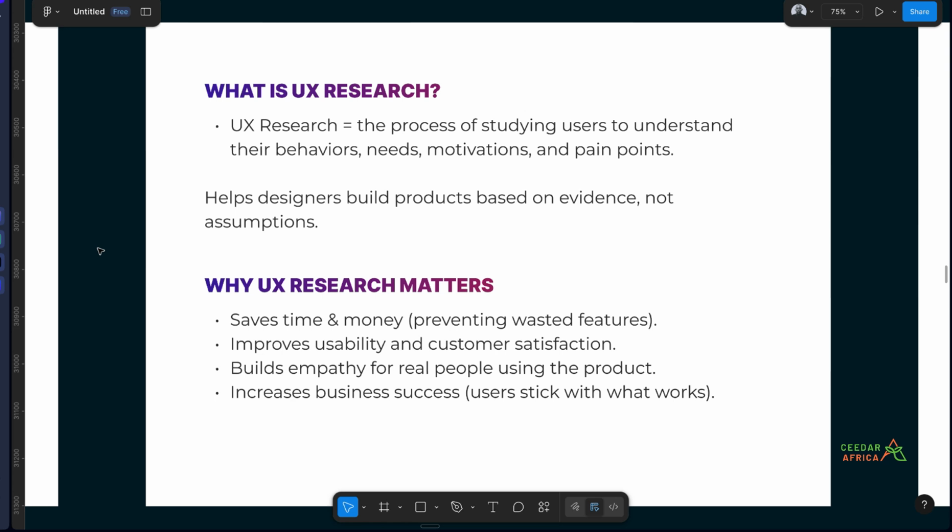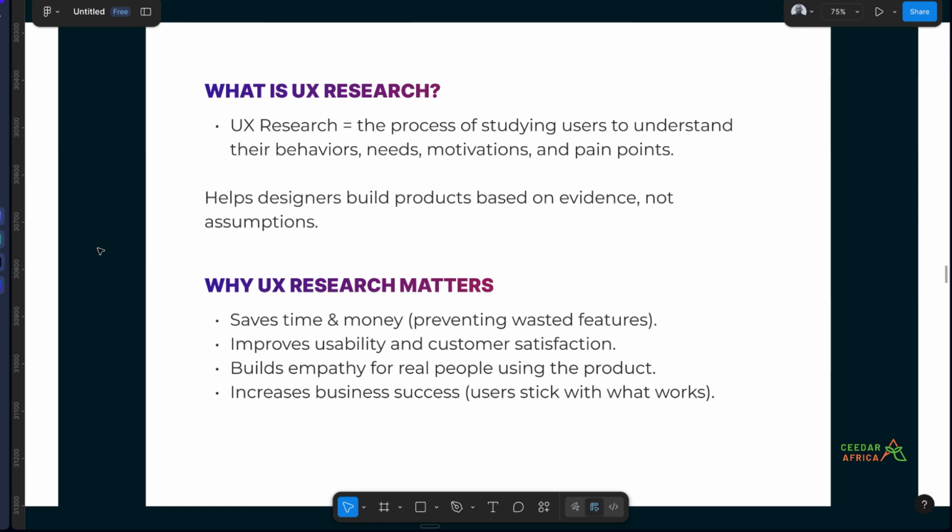So when you make features, when you make placement of text headings, you want to use a language that will communicate better to them. When you put a button top right or bottom left, there should be justifiable reasons for that. And then next, UX research matters because it increases business success.